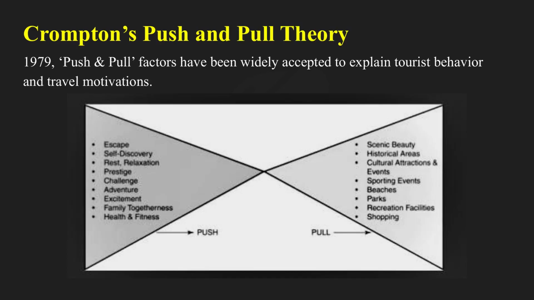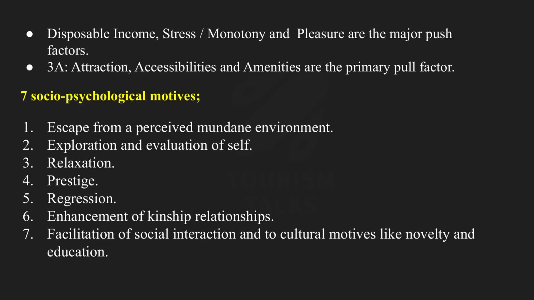Crompton's push and pull theory. Crompton explained push and pull factors in 1979. It has been widely accepted to explain tourist behavior and travel motivations. Push factors are defined as internal motives or forces that cause tourists to seek activities to reduce their needs. Pull factors are defined as destination-generated forces and the knowledge that tourists hold about a destination.